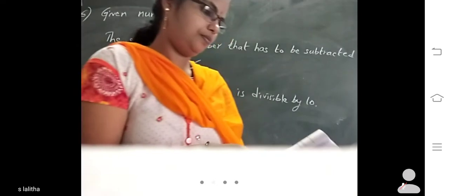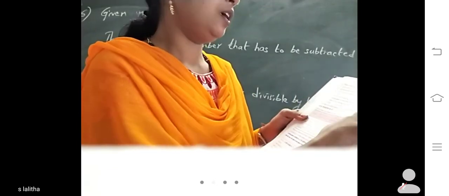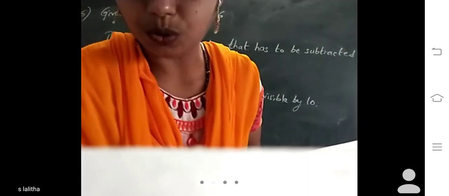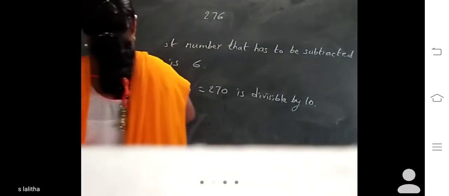See the next problem. Write all the numbers between 100 and 200 which are divisible by 6. Page number 32. So what are the numbers between 100 and 200 which are divisible by 6?